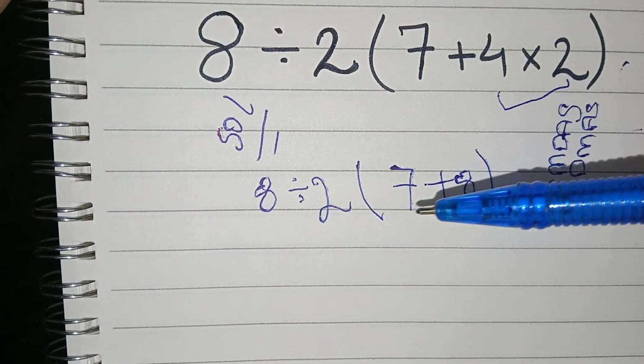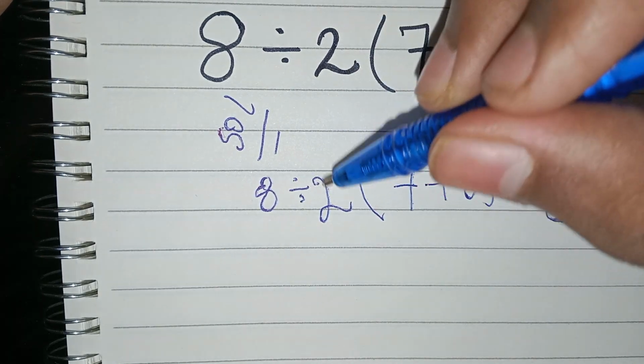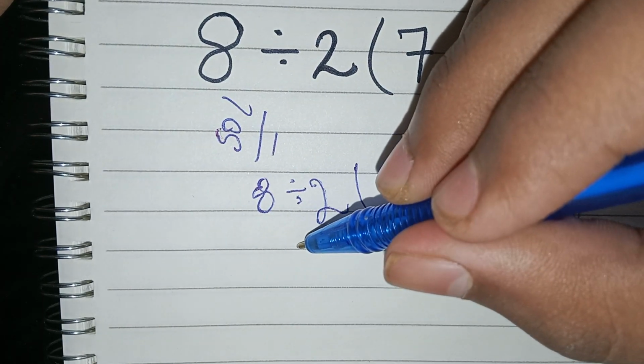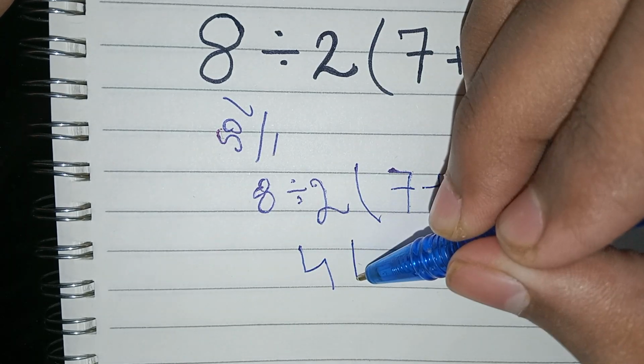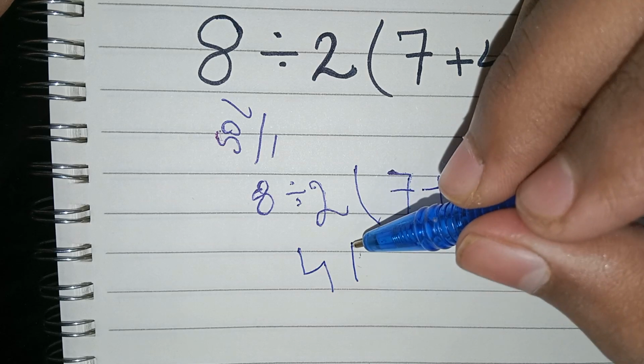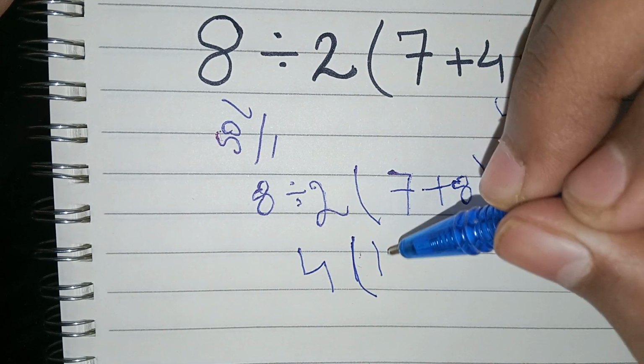Then we will solve 7 plus 8, and first we will solve 8 divided by 2. So 8 divided by 2 will give you 4. So 4, bracket 7 plus 8. 7 plus 8 is what? It's 15.